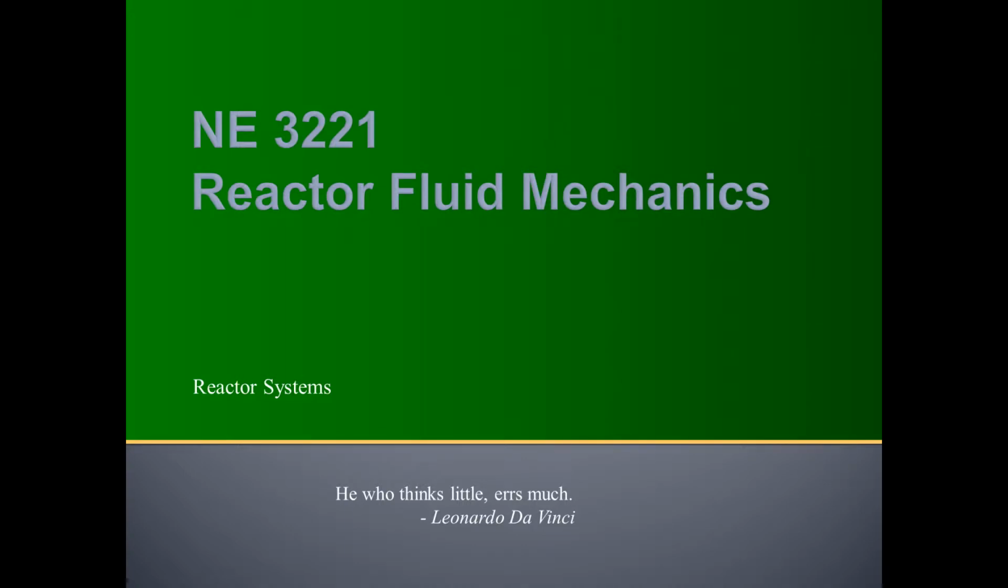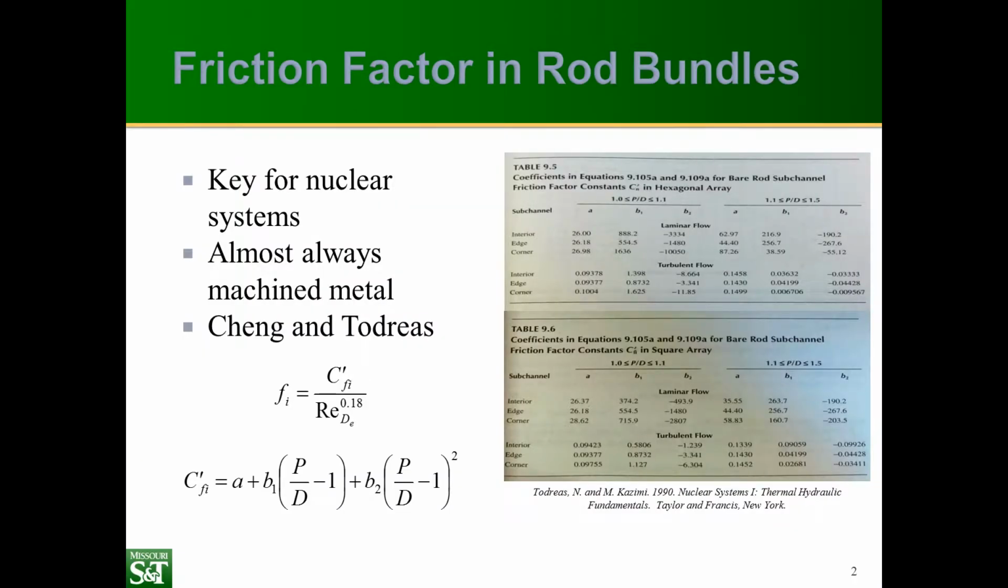We're going to very briefly look at friction loss models for nuclear reactor systems. Now, rod bundles are important systems for nuclear reactors. The reactor core, as well as some types of heat exchangers, can be modeled as a rod bundle. So we really need to have good friction loss models for these types of geometries.